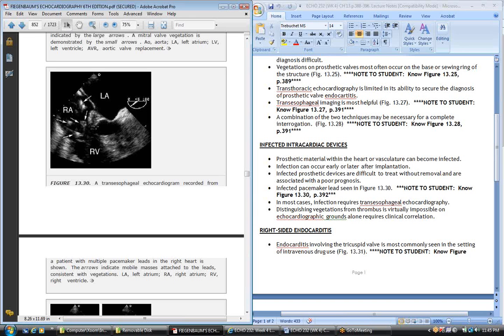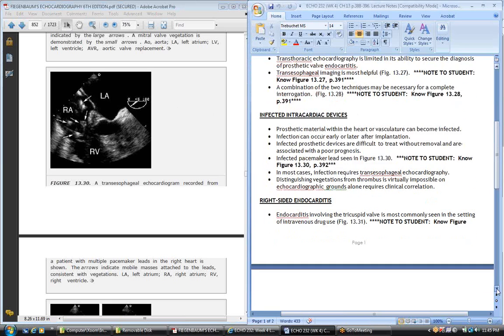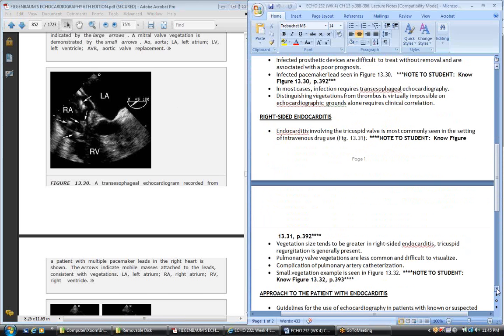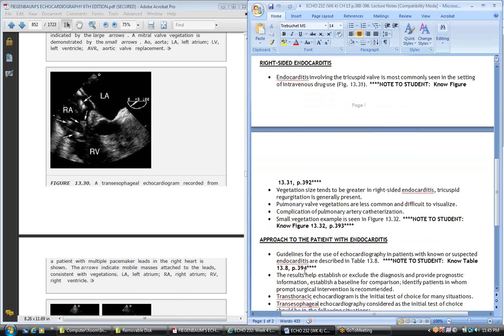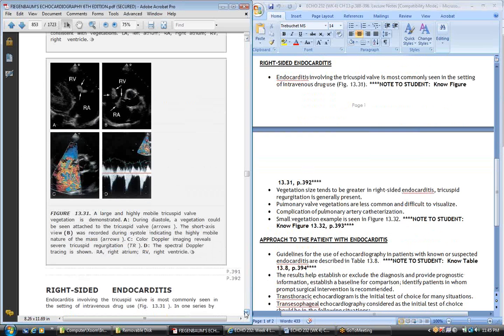Thrombus does not give the same clinical symptoms that a vegetation does, such as endocarditis, dealing with fever, a fever of unknown origin specifically. So if you want, let's talk about right-sided endocarditis. Endocarditis involving your tricuspid valve is most commonly seen in a setting of intravenous drug use. So you need to know the patient's history. If there's a history of drug use, it's perfectly possible that you can have a right-sided endocarditis.